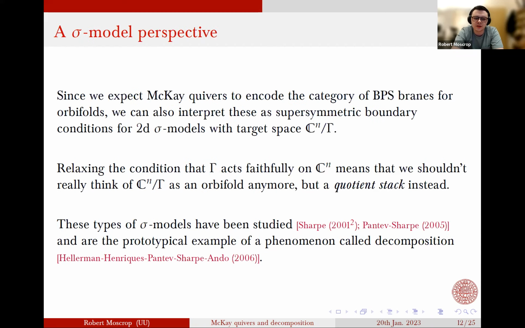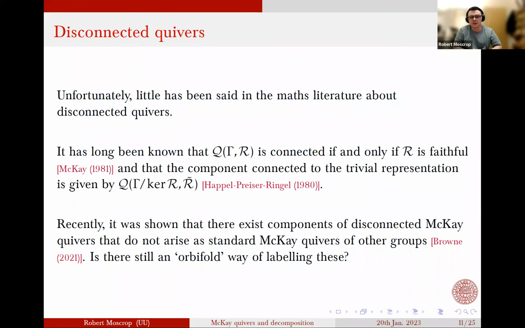So before I get on to a shift in perspective, are there any questions about just the pure McKay quiver stuff so far? If not, I will just go on. But please do interrupt if you have anything to say.